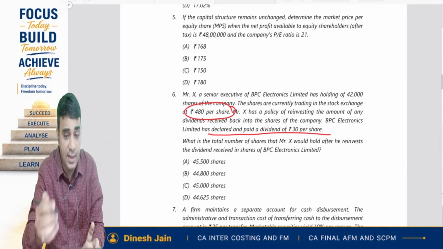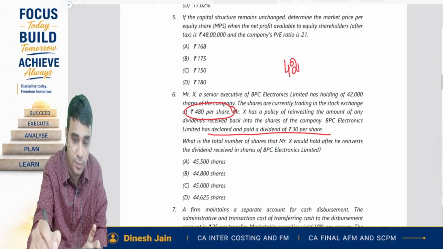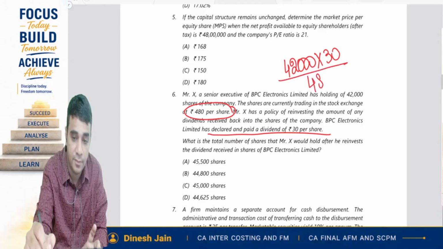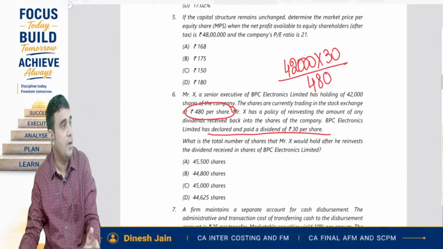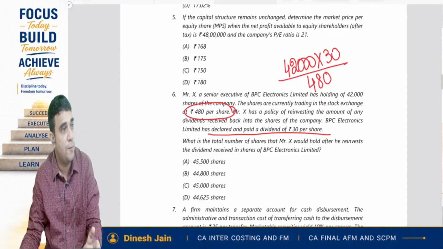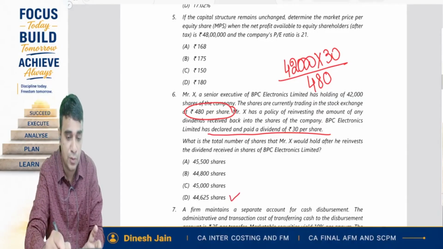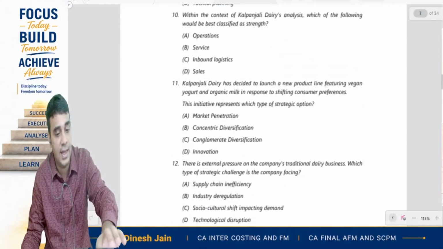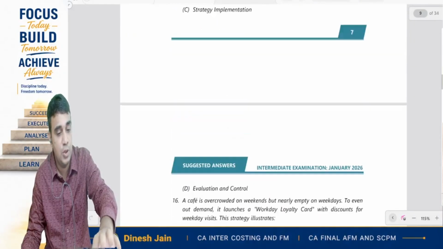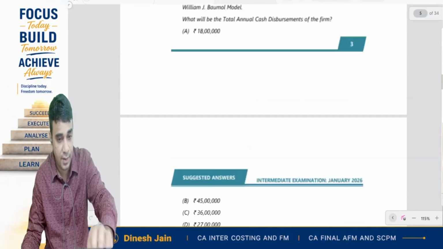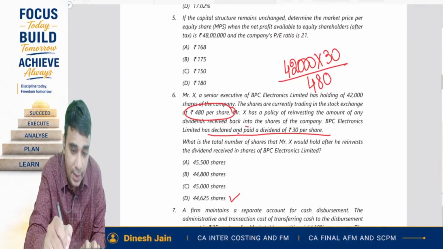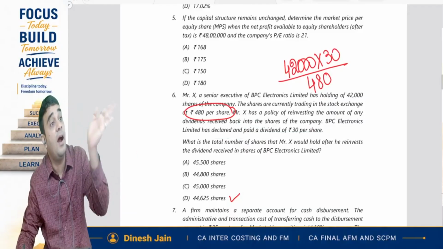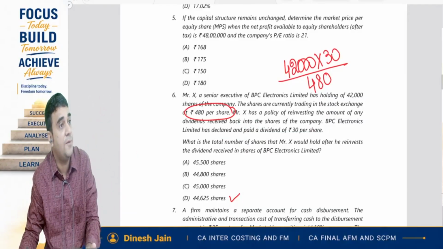Declared and paid. In this case, 42,000 shares. How much dividend are we getting? Divide by 480. How many shares are you getting? 2625. 42,000 plus 2625 is 44,625. They tested this in an exam situation. This may look like that word paid, but paid means it is already after the fall.